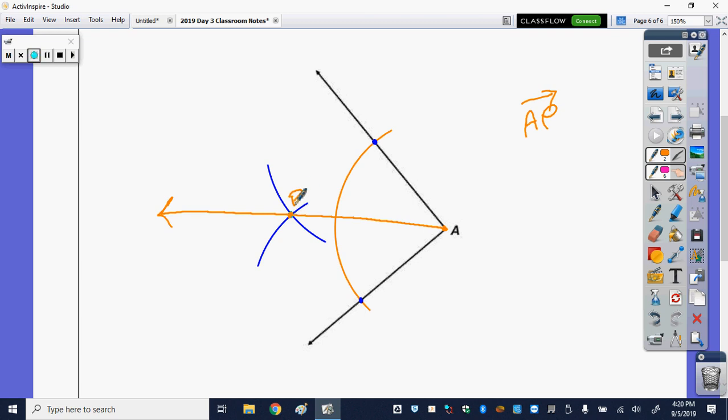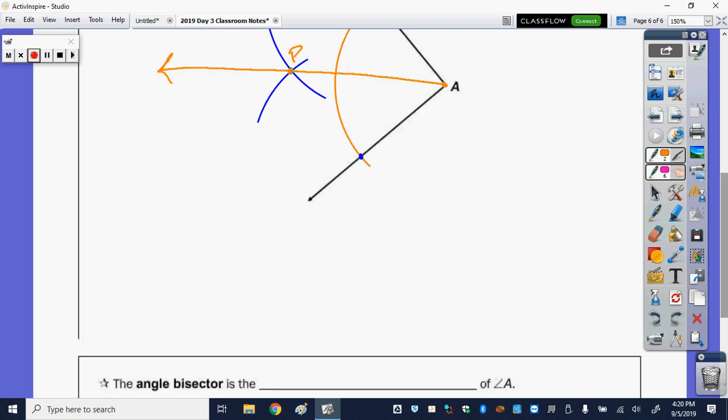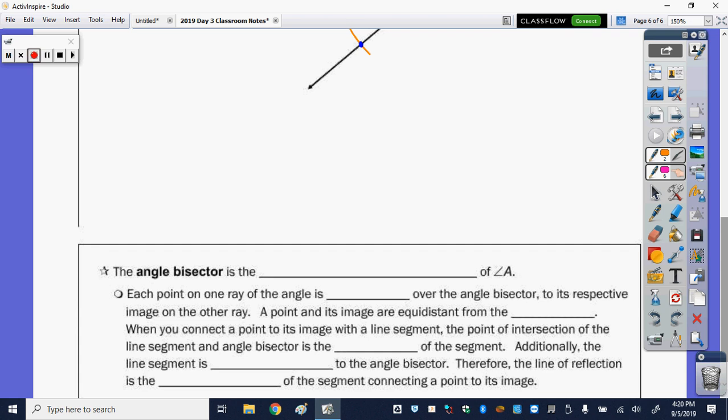And lastly, in the box, it says the angle bisector is the blank of angle A. So take a minute to think about that. Each point on one ray of the angle is blank over the angle bisector to its respective image. Image, and think of your transformations from middle school: dilation, rotation, reflection, and translation, the slide. So which transformation is it?